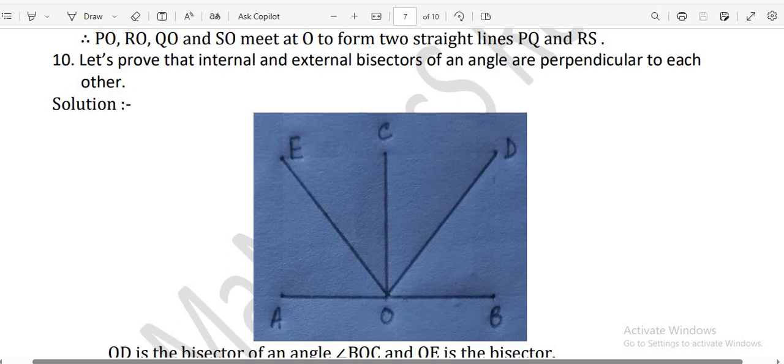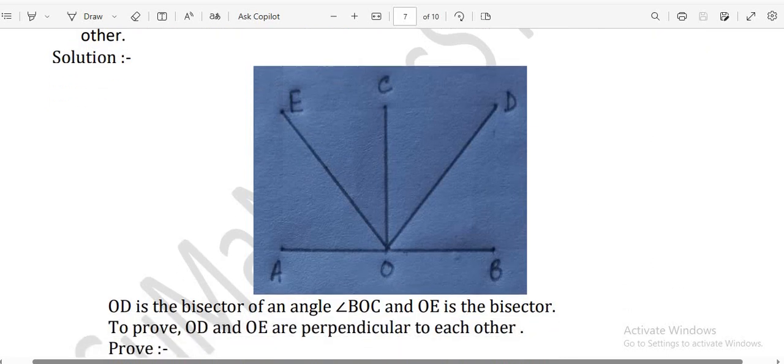Next, let's prove that the internal and external bisectors of an angle are perpendicular to each other. Solution. Let us first draw a figure to support our proof. In the above figure, AB is a straight line.